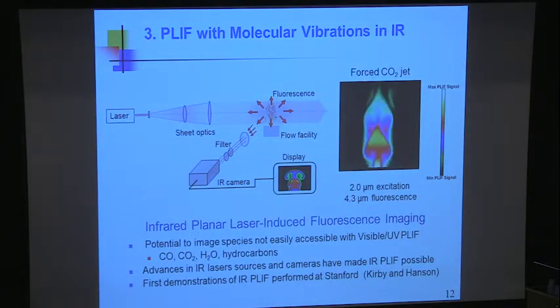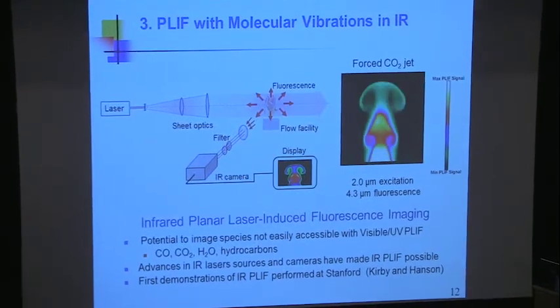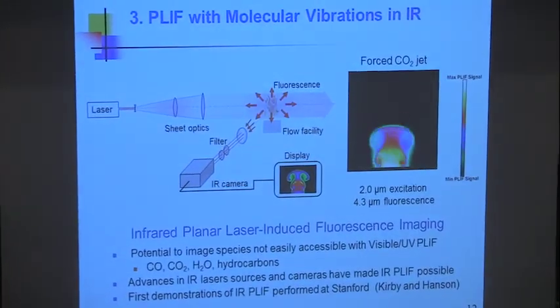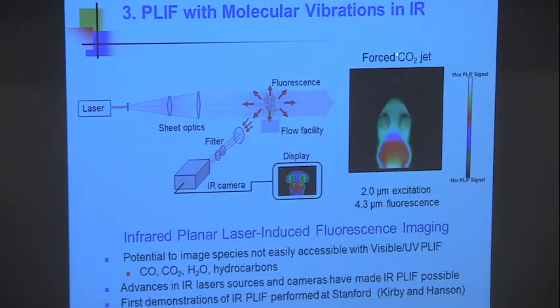Oh, here we go. So this is my student, Brian Kirby, professor at Cornell, and he's the one who agreed to take on this challenge of can we do PLIF in the infrared. So he used 2 micron excitation. This is a forced jet of CO2. Actually, in some cases it was a mixture of CO and CO2. I think I'm going to show you the energy level diagram. He tuned his laser to 2 microns, which was absorbed by the CO2.